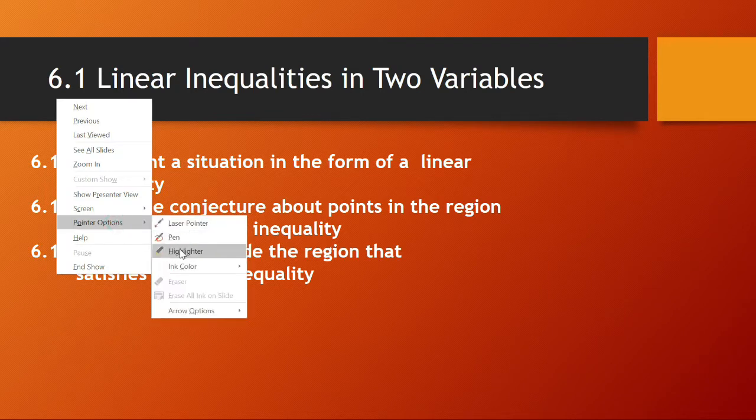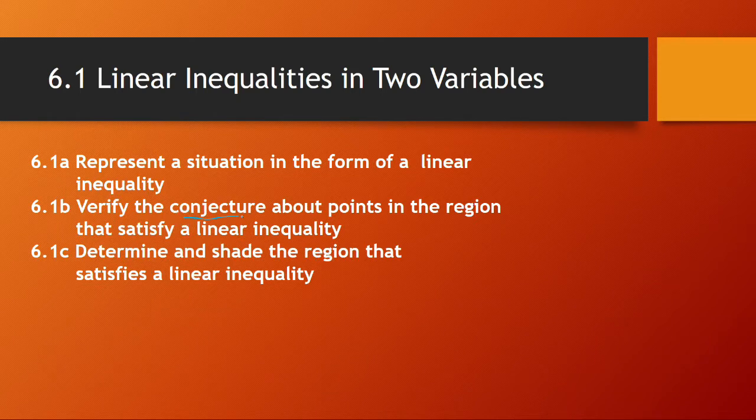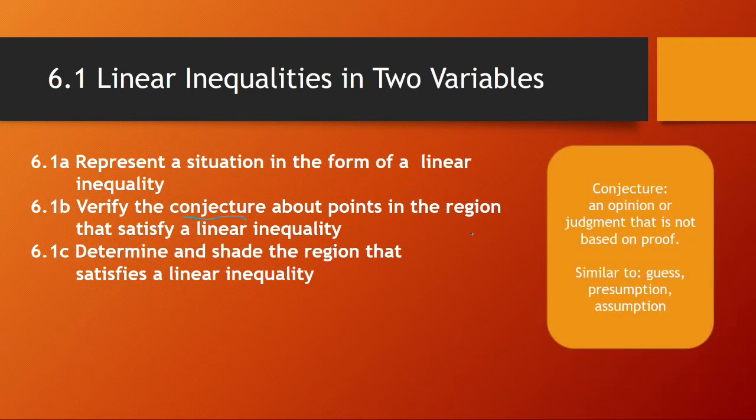Conjecture from the Cambridge Dictionary that I have found out, the meaning given is an opinion or judgment that is not based on proof. Sorry, a typing error over here. And then it is also similar to guess, presumption, assumption. Okay, and the last one that you are going to see later on is on determine and shade the region that satisfy a linear inequality.